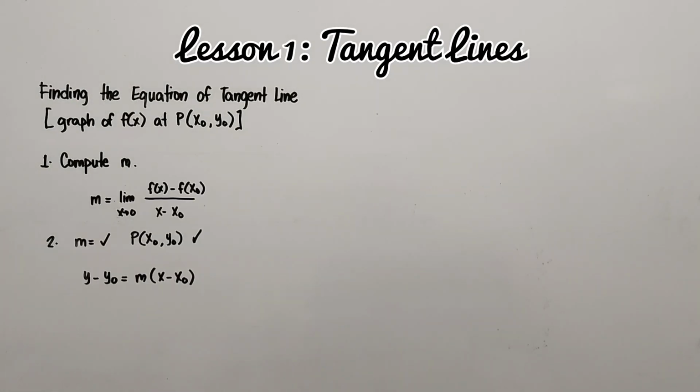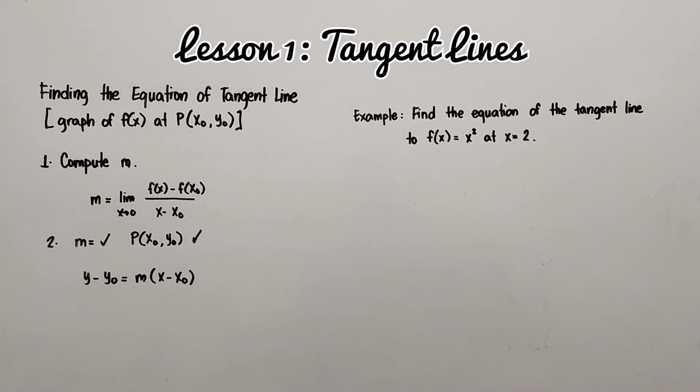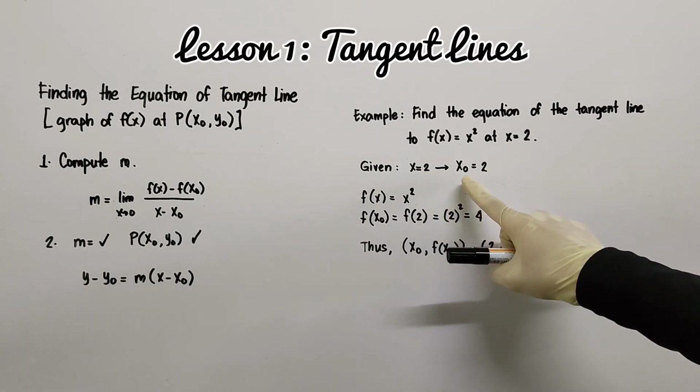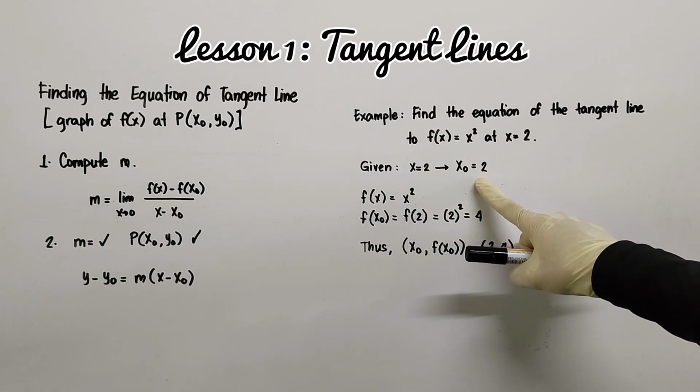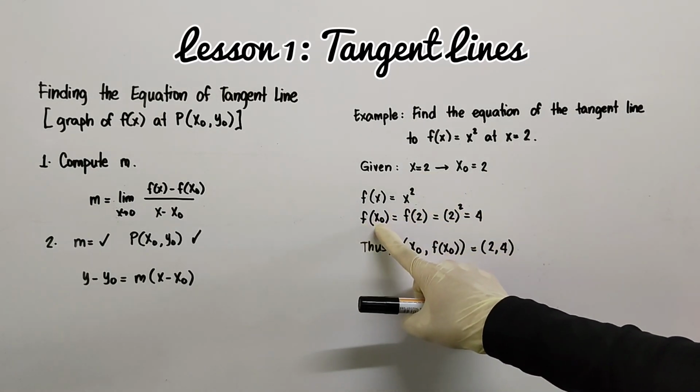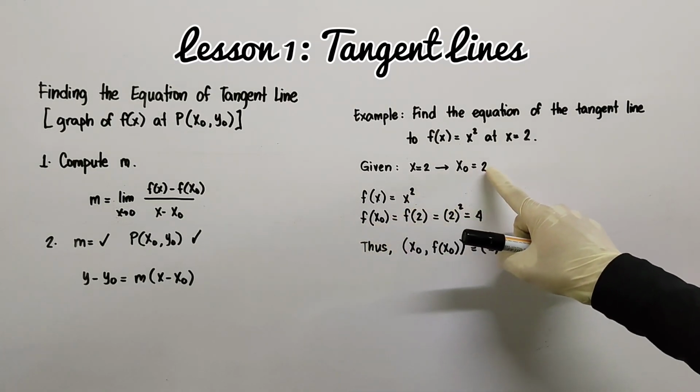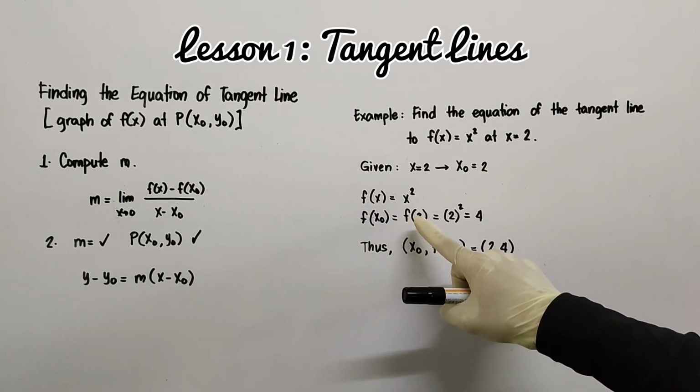If you have now the value of the slope and the coordinate of the point P, then we will substitute those values to this equation. Y minus y sub 0 equals m times x minus x sub 0. For this example, find the equation of the tangent line to f of x equals x squared at x equals 2. The given is x equals 2, and this is equivalent to our x sub 0. To get the f of x sub 0, we will substitute this 2 to this equation, x squared.